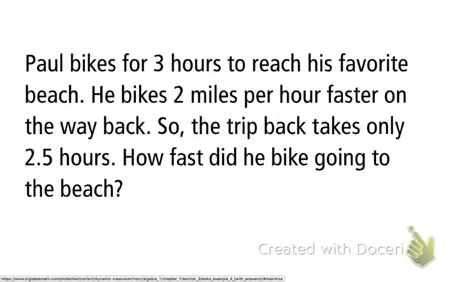So Paul bikes for 3 hours to reach his favorite beach. He bikes 2 miles per hour faster on the way back. So the trip back only takes 2.5 hours. How fast did he bike going to the beach?